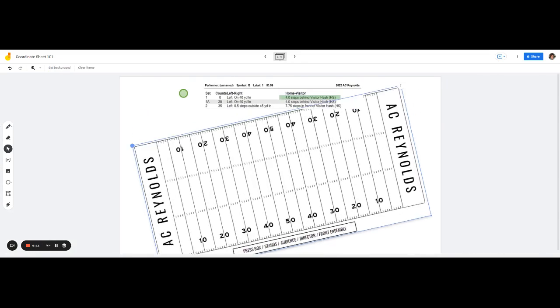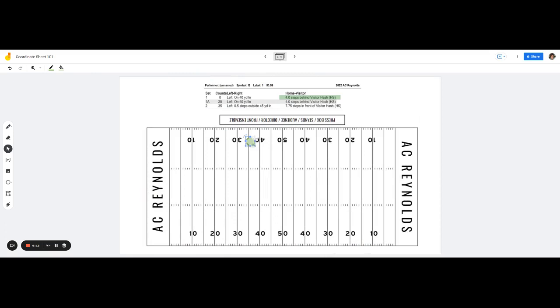Now that we've done our left to right, and we know where we are here, now we have to do our front to back. And this says 4 steps behind the visitor hash. So I'm going to stay on my yard line, and I'm going to go straight back here. I'm going to go 4 steps behind. 1, 2, 3, 4. Ta-da! And that's all I had to do. That is how you set a coordinate sheet. That's how you set your drill.